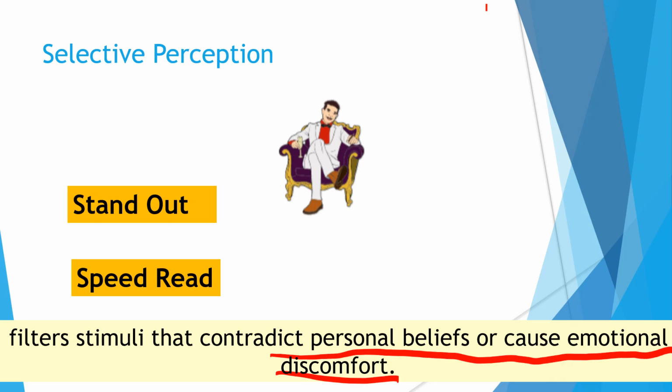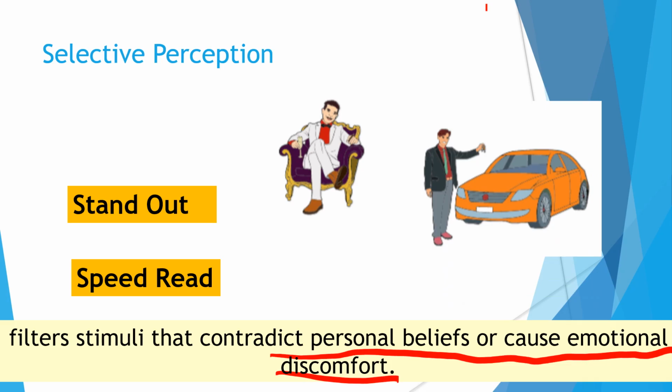Selective perception allows us to speed read others, but not without the risk of drawing an inaccurate picture. We speed read people based on our own perception, and most of the time it is right, but most of the time it is wrong also, because my perception is based on my personal belief system.